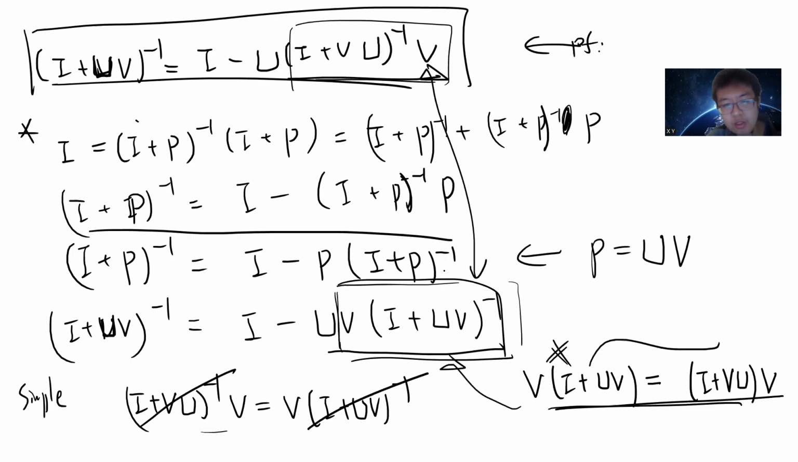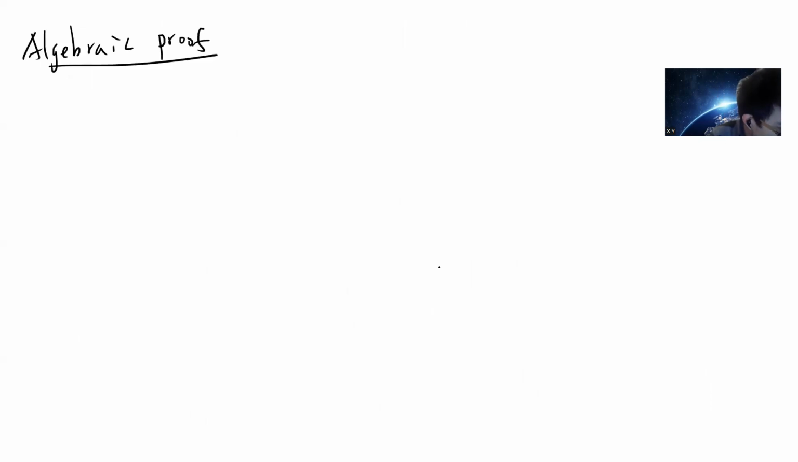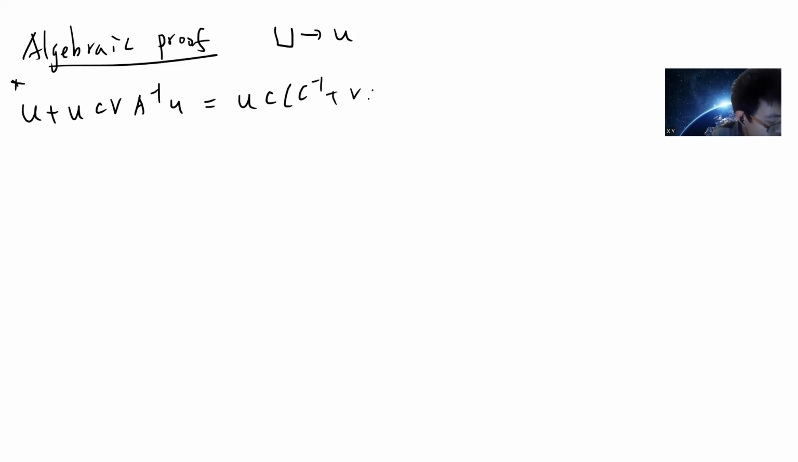Okay, hopefully this is very clear, you just do some simple calculation. So let's check. Let me just write u to be small u just for my convenience. You can first check that u plus u c v a inverse u will be the same as u c inverse plus v a inverse u plus a plus u c v a inverse, sorry, a inverse u.